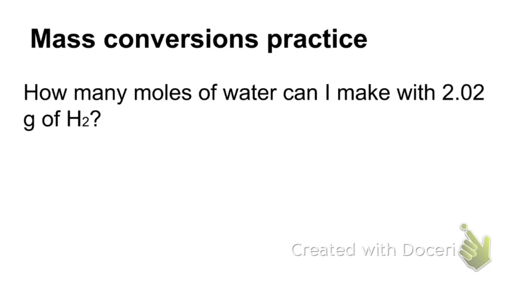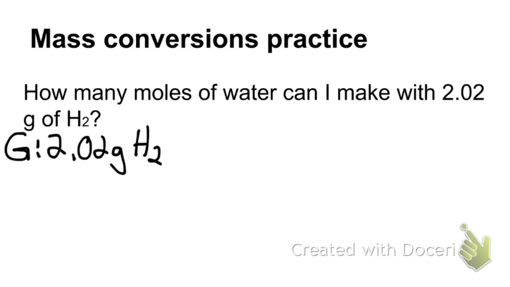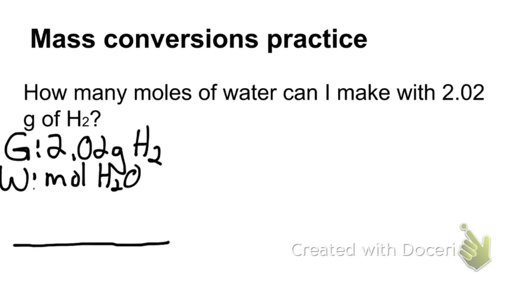Alright, so remember, stoichiometry is just dimensional analysis, and this is all conversions we've done before. We're going to still start with the given, which is 2.02 grams of hydrogen. And what we want is moles of H2O. Okay, so let's go ahead and set up the tracks.